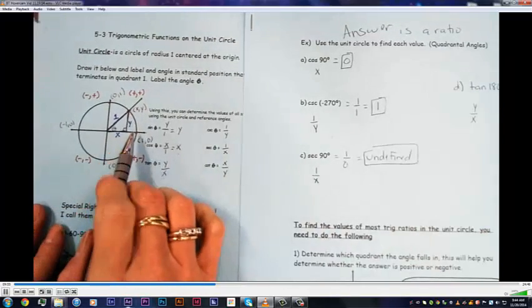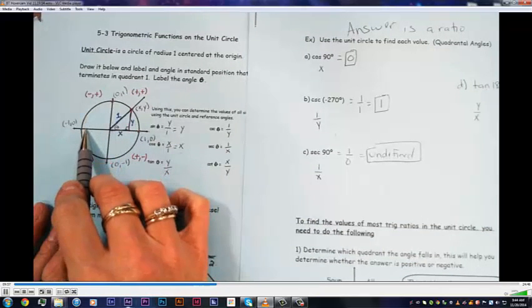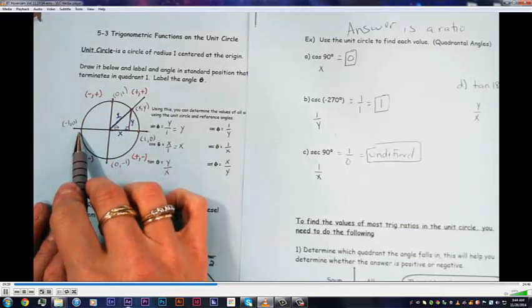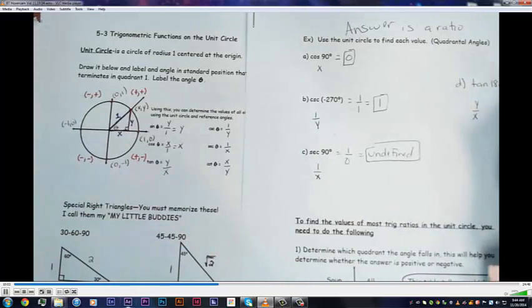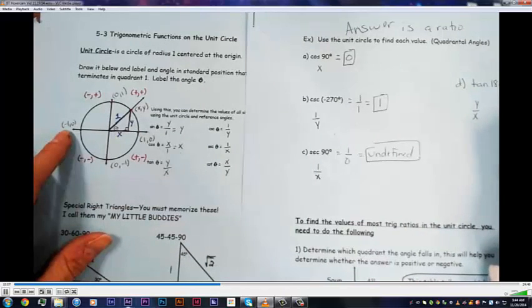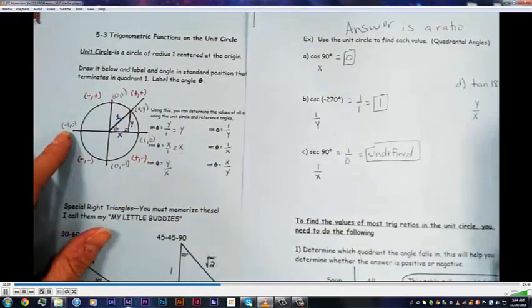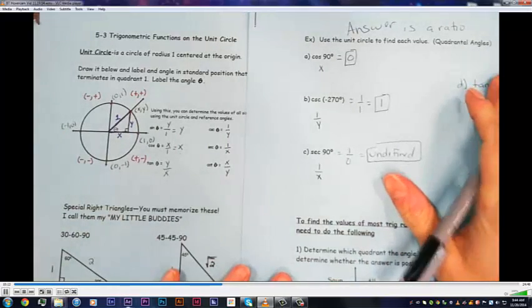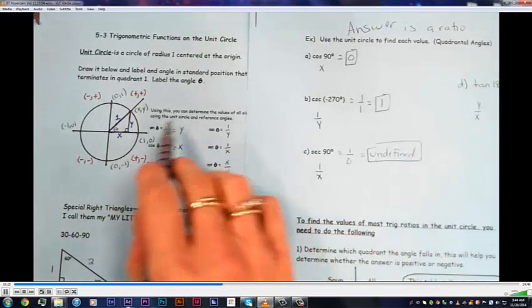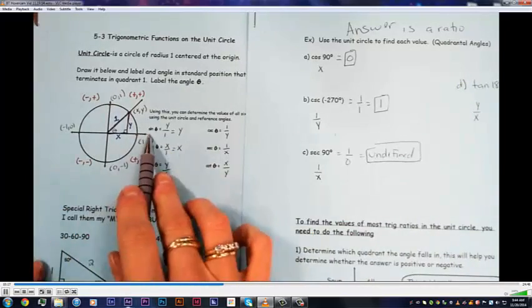So positive 180 degrees, right there, it's the y coordinate divided by the x coordinate. So in this case, the y value is 0 divided by the x value is -1, which simplifies to 0. 0 divided by any number is 0. Okay, so that's how you handle quadrantal angle ratios. And then you look at the ordered pairs and you just fill them in.